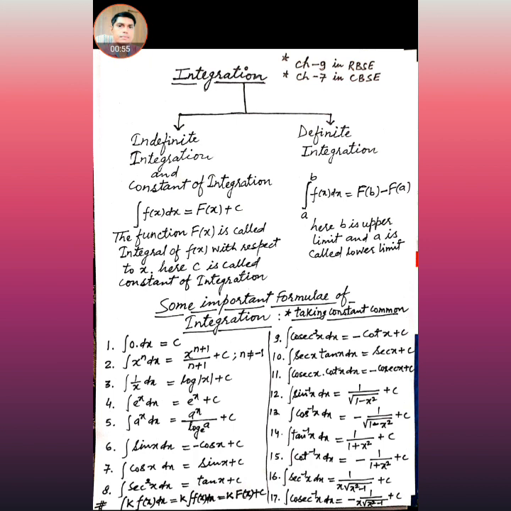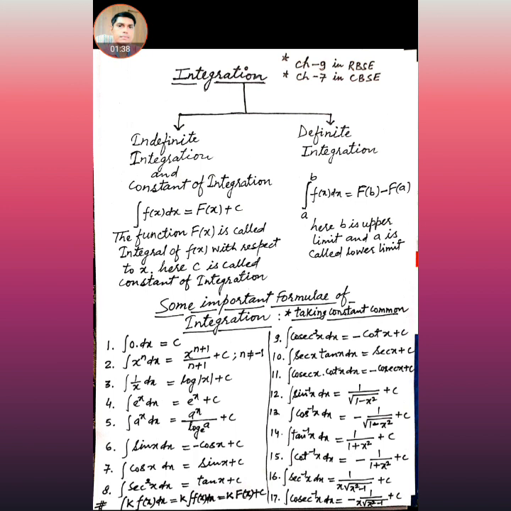Some important formulas are: integration of 0 is C. Integration of x raised to power n is x raised to power n plus 1 upon n plus 1 plus C, where n should not be equal to minus 1. Integration of 1 upon x is log x plus C. Integration of e raised to power x is equal to e raised to power x plus C. Integration of a raised to power x is equal to a raised to power x upon log e base a plus C. Integration of sin x is equal to minus cos x plus C.